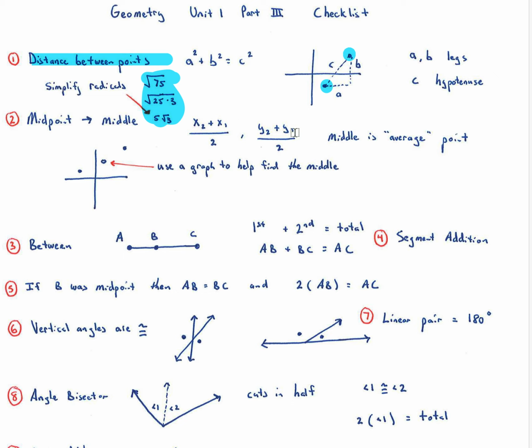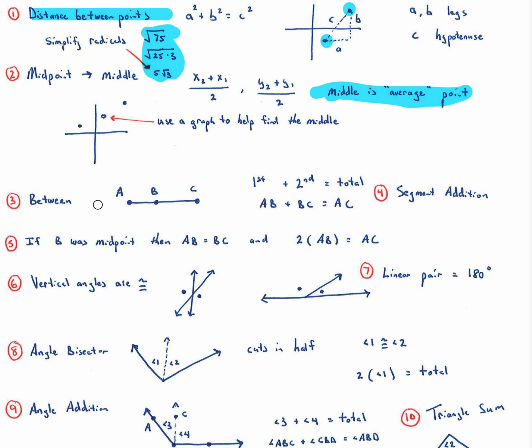But you can also find the average, right? The middle is also the average, and finding the average of two numbers, well, you can just add them up and divide by 2. We need to know the vocab word between. This line segment right here would say that B is between A and C. Now, it may be exactly in the middle, but that's not what between means. Between just means somewhere on the line. It actually means that A, B, and C are collinear.